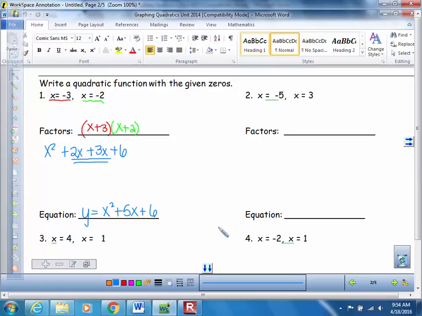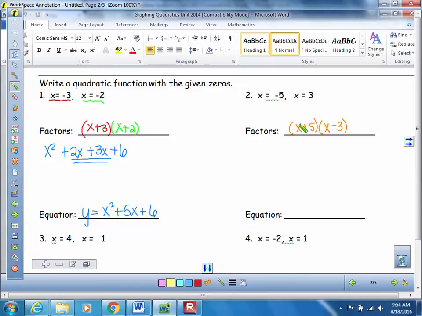So let's try another one of those, make sure we get that. So in number 2, Amy, can you tell me what the factor for this one would be? X plus 5. Okay. Hope, what about the factor for x equals 3? X minus 3. Very good. Now, if I want to write my equation, I'm going to have to multiply. Jalen, which method do you like better, FOIL or distributing? Okay, so let's use distributing then.